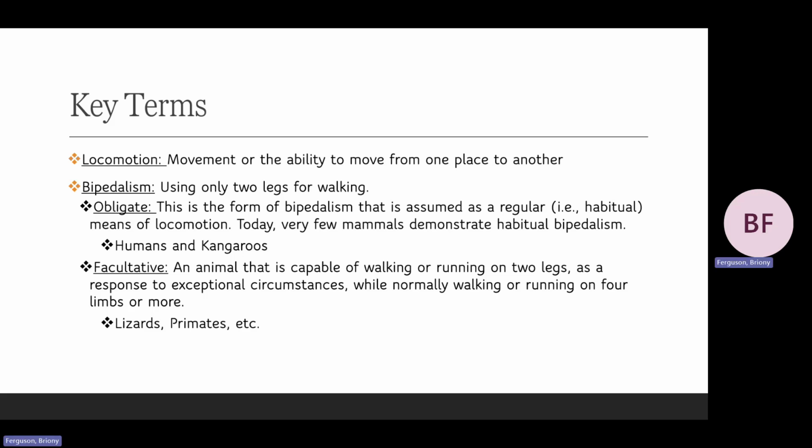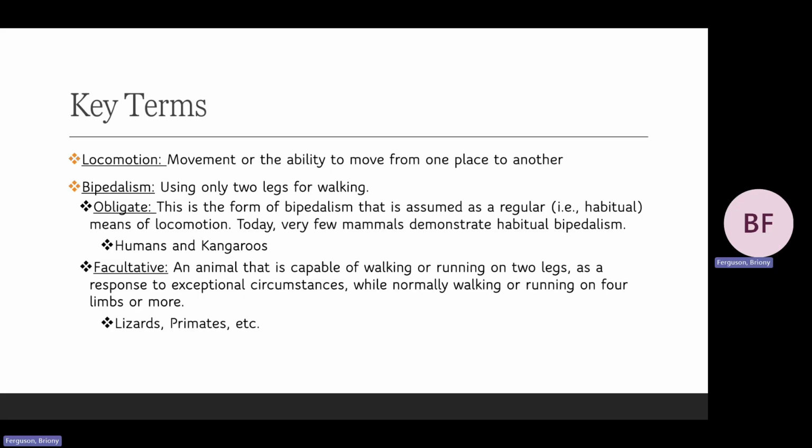The other type of bipedalism is facultative. This is an animal that is capable of walking or running on two legs, but it's typically a response to exceptional circumstances, and they don't do it as their primary form of locomotion, so they were normally walking or running on four limbs or more. For example, lizards and other primates.